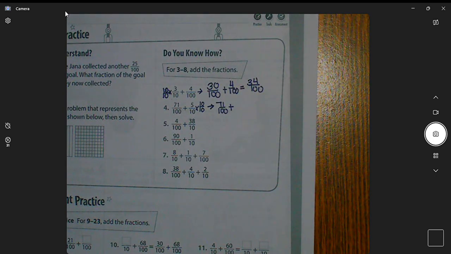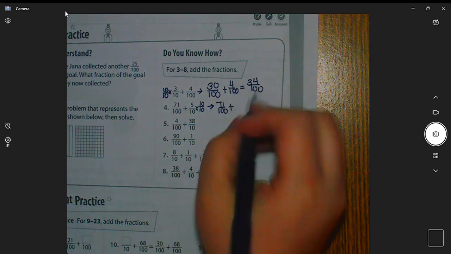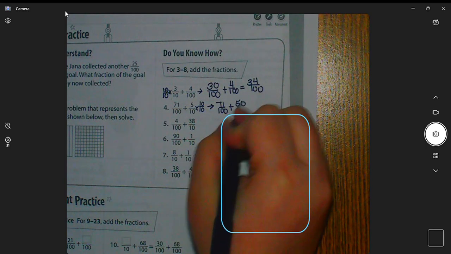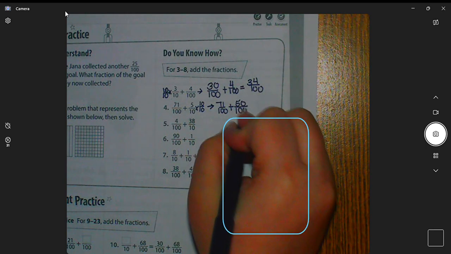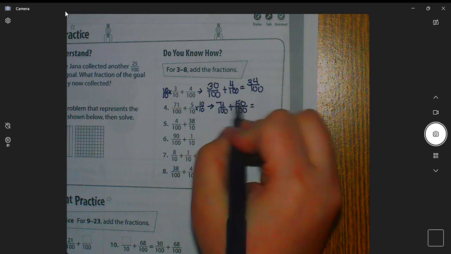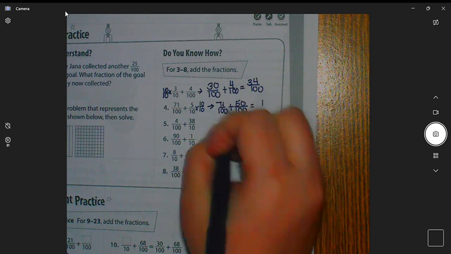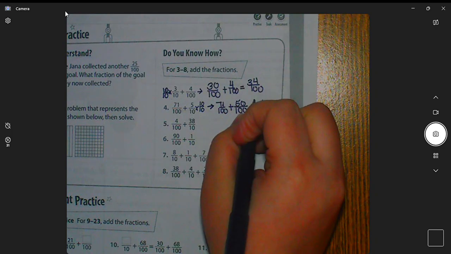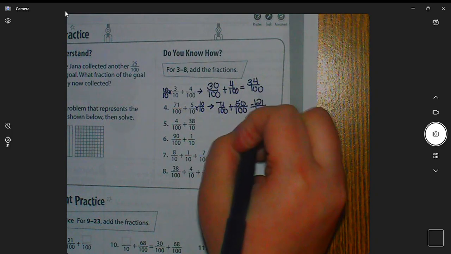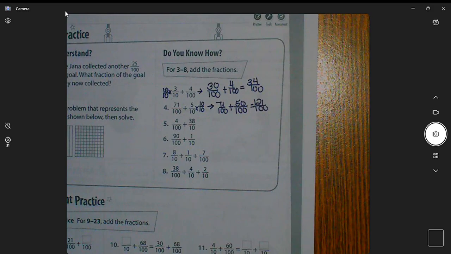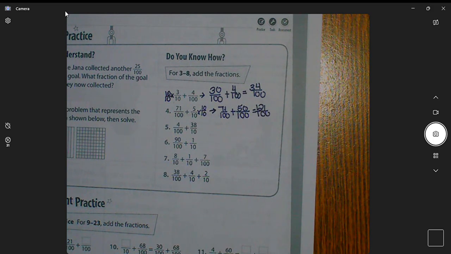5 times 10 is? You're so smart. It's 50 over 100. 1 plus 0 is 1. 7 plus 5 is 12 over 100. Uh-oh. Can I have that? 121 over 100? No, no, no, no, no.